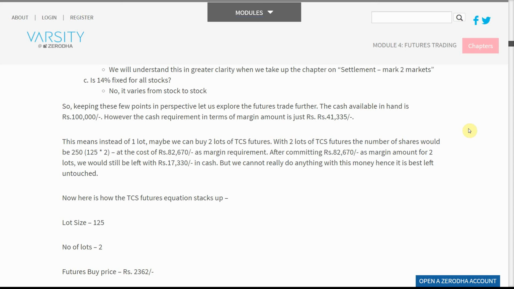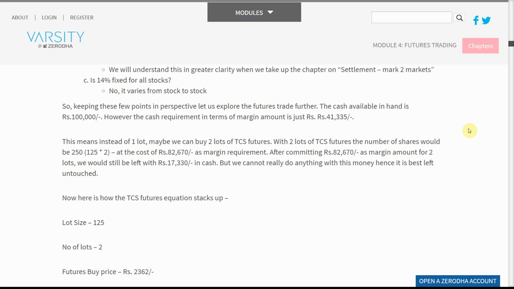With 2 lots of TCS futures, the number of shares would be 250, that is 125 asterisk 2, at the cost of 82,670 rupees as margin requirement. After committing 82,670 rupees as margin amount for 2 lots, we would still be left with 17,330 rupees in cash. But we cannot really do anything with this money, hence it is best left untouched.